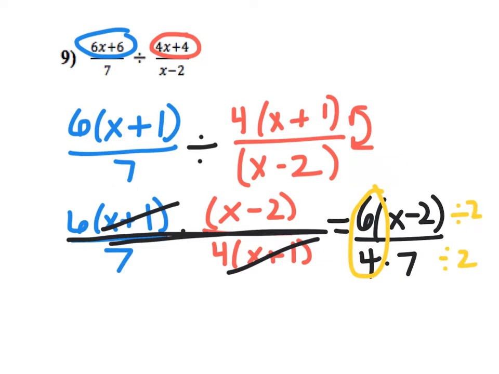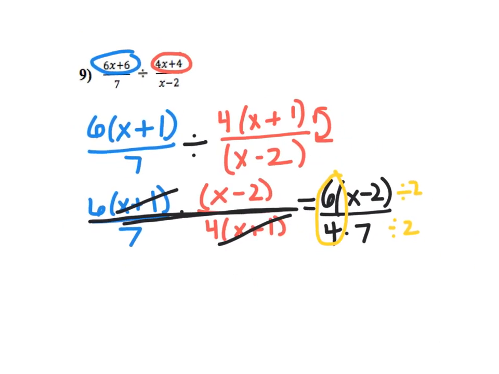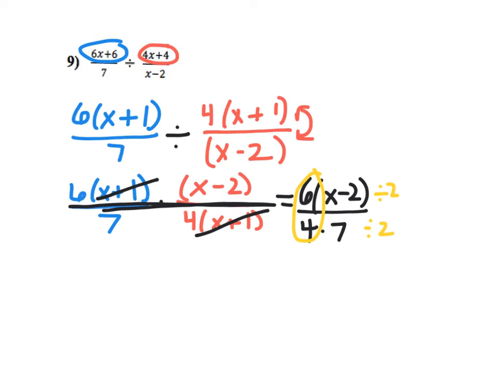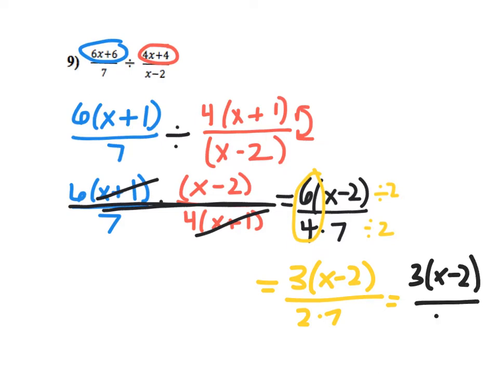When I do that, I'm going to zoom out a little so I have some more space. When I do that, on top we would have 3 times x minus 2. On the bottom we would have 2 times 7. So really we'd have 3 times x minus 2 divided by 14. Oh, I wrote a 17, 14. And that would be our final answer.